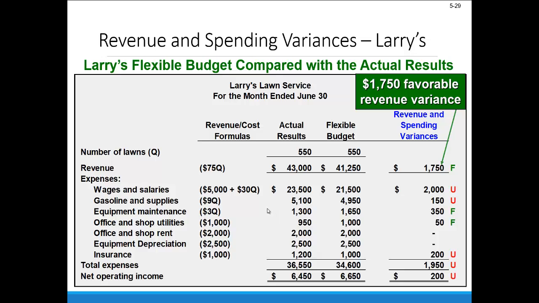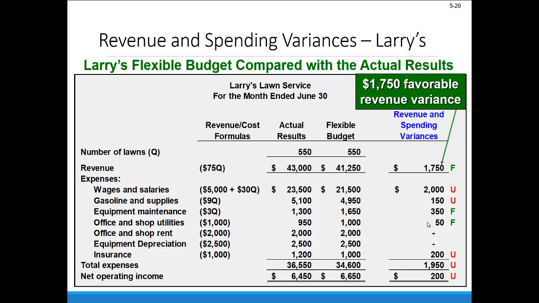Maybe we got a break on maintenance by trying some new maintenance provider. Maybe it just didn't take as much maintenance. Things didn't wear out as easily or as quickly as expected. Who knows? And then we can have spending variances for fixed expenses. If you recall, we said we can't have activity variances there. We certainly can have spending variances.